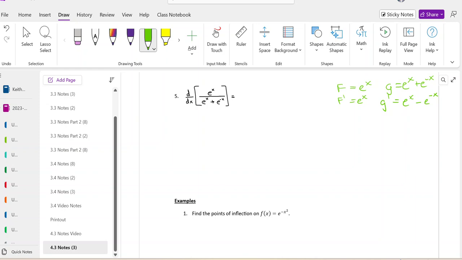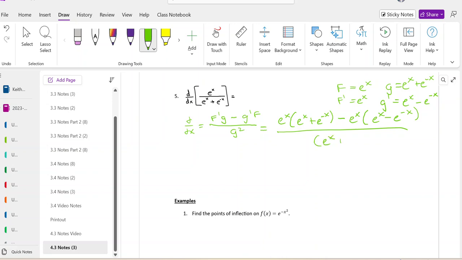So then remember, with the quotient rule, the derivative, it's f prime g minus g prime f all over g squared. So that means that it's e to the x times e to the x plus e to the negative x minus e to the x times e to the x minus e to the negative x all over e to the x plus e to the negative x squared.